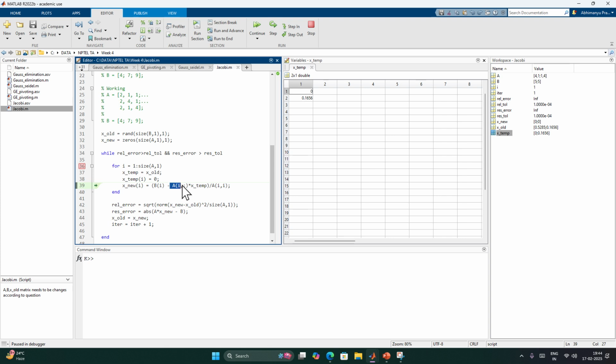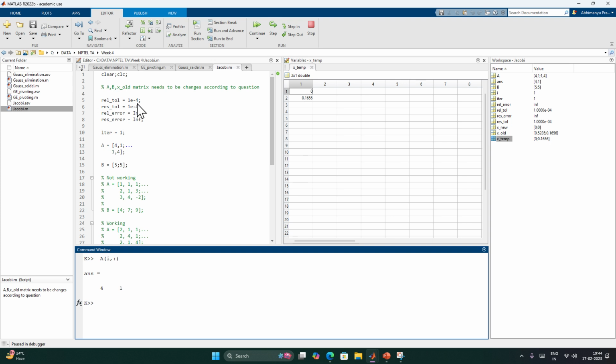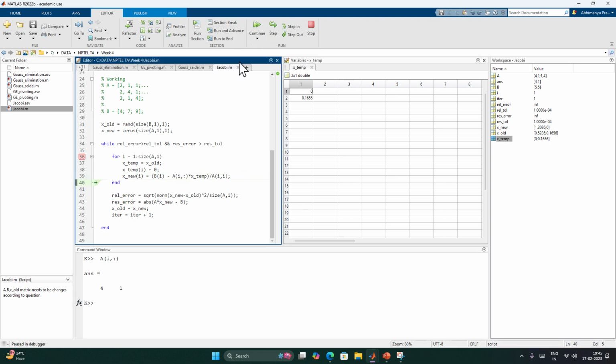So if I just take this, this is 4 comma 1, and my x temp is 0.1656. So when I do this multiplication, this first element would not be used, right? And I will be just using the b1 minus a 1 comma 2 multiplied by x2 and divide by a11. Okay, so this is for the x1.